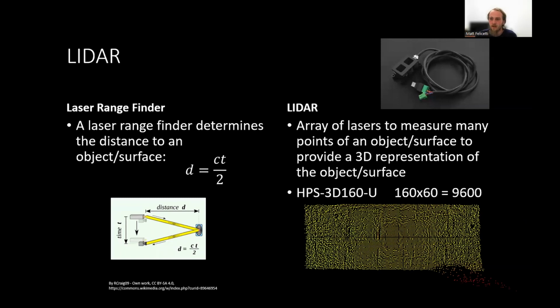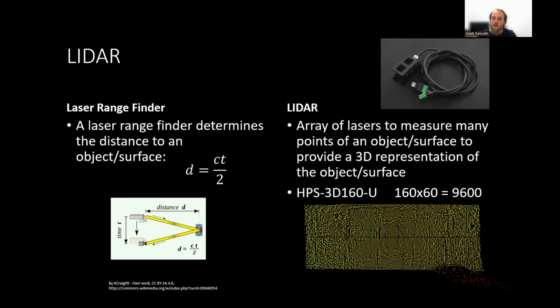To get an understanding of LiDAR, first we'll look at laser rangefinders. Basically, a laser rangefinder has a laser and a receiver, and the laser sends out a pulse. That pulse will hit some object or surface and then bounce back and be detected by the receiver. So knowing the speed of light and the time taken, we can determine the distance that something is from the laser.